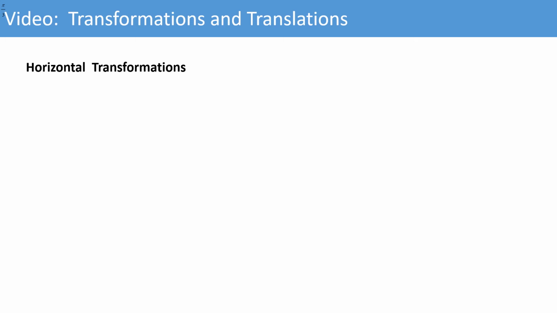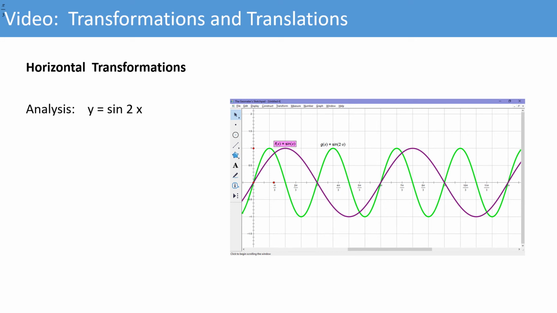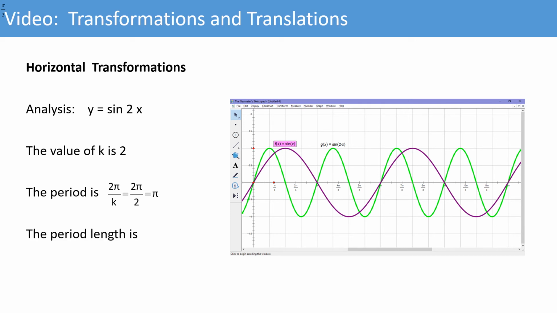Horizontal transformations. Here's the equation we're going to analyze. Y equals sine 2x, shown in the graph in green. The value of k is 2. The period is 2 pi divided by k, which is 2 pi divided by 2, which is pi. The period length is pi, shown in blue.